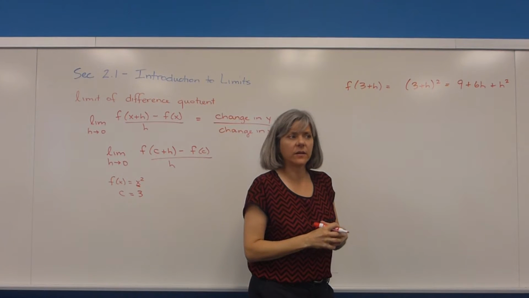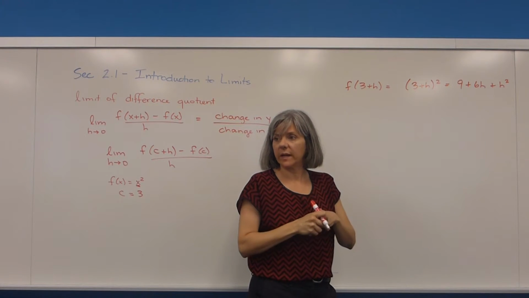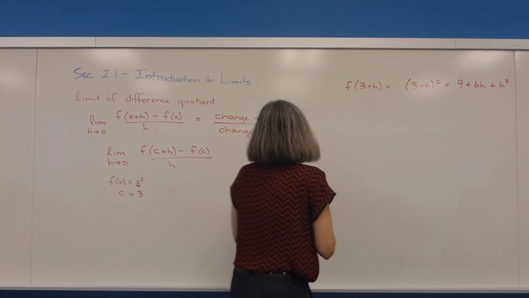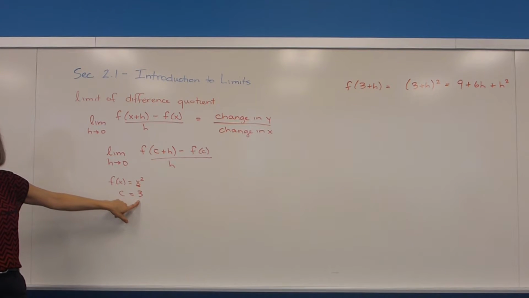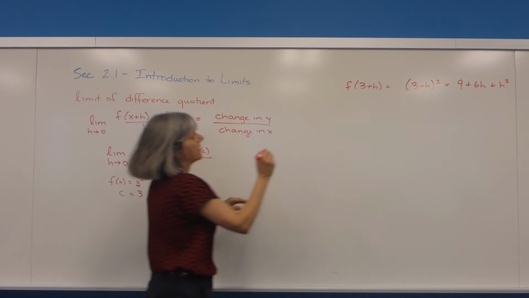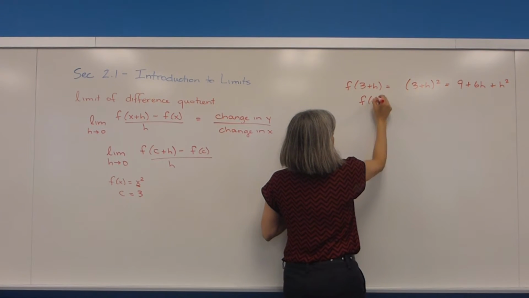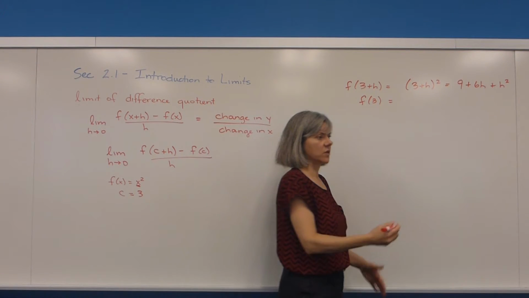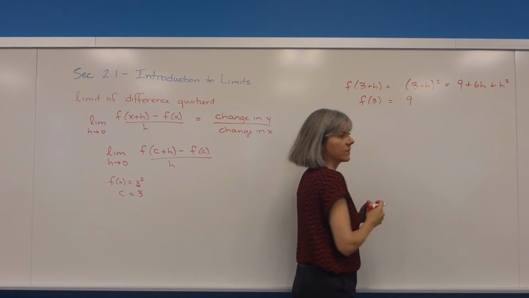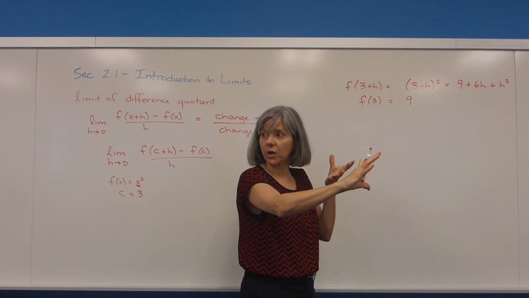If you don't remember that, you can put them side by side and just FOIL them out. You'll get the same thing. Okay, now I need f of c. In this problem, that means f of 3. So f of 3. What's f of 3, if I put it into x squared? 9. Just 9. Right. Okay, so now I need to put together that whole numerator.